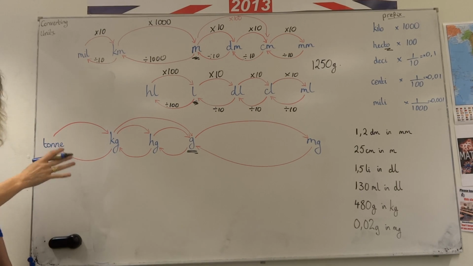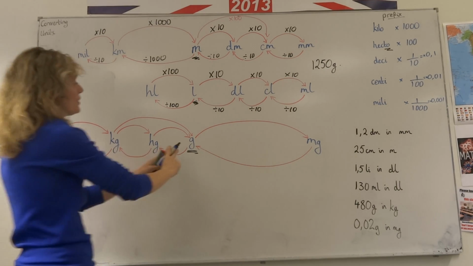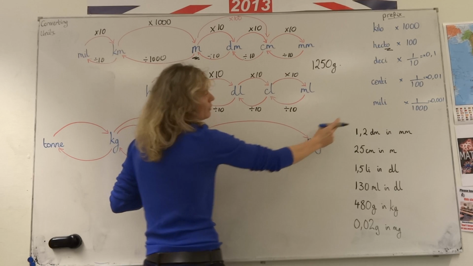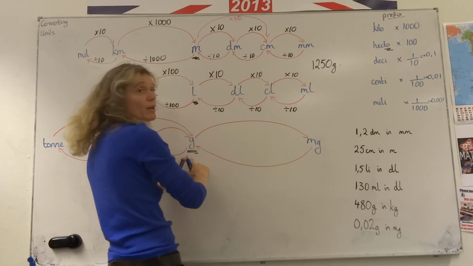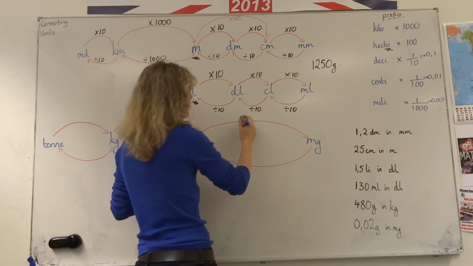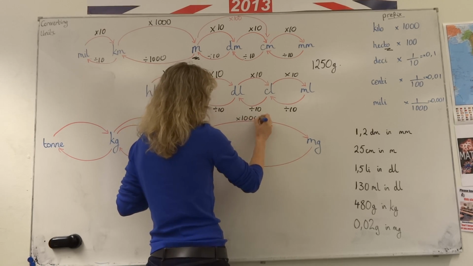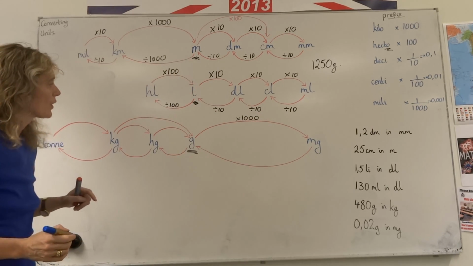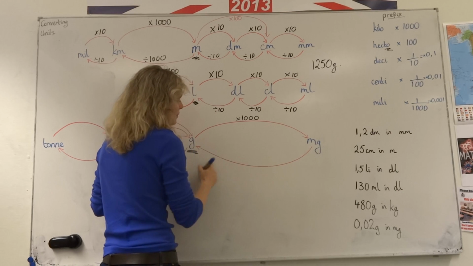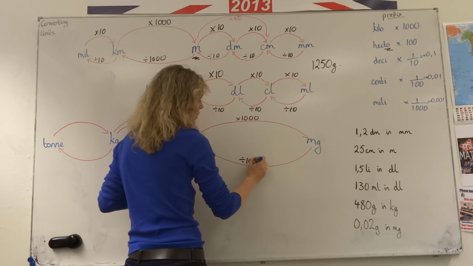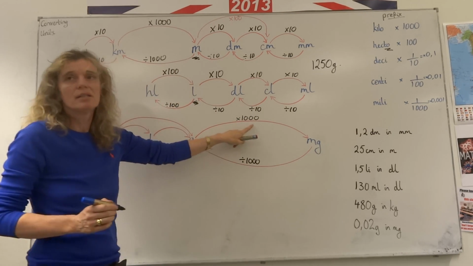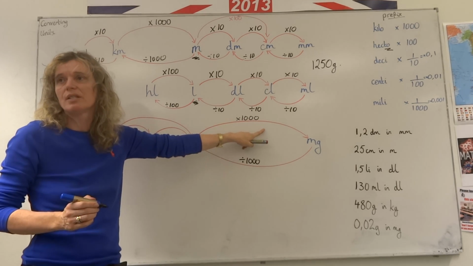Then we can fill in exactly the same thing again for grams. Grams to milligrams. Well, milli means 1,000, so if I had 1 gram, it would be the same as 1,000 milligrams. So to go from milligrams to grams, I would need to divide by 1,000. That's 10 times 10 times 10. 10 cubed is 1,000.